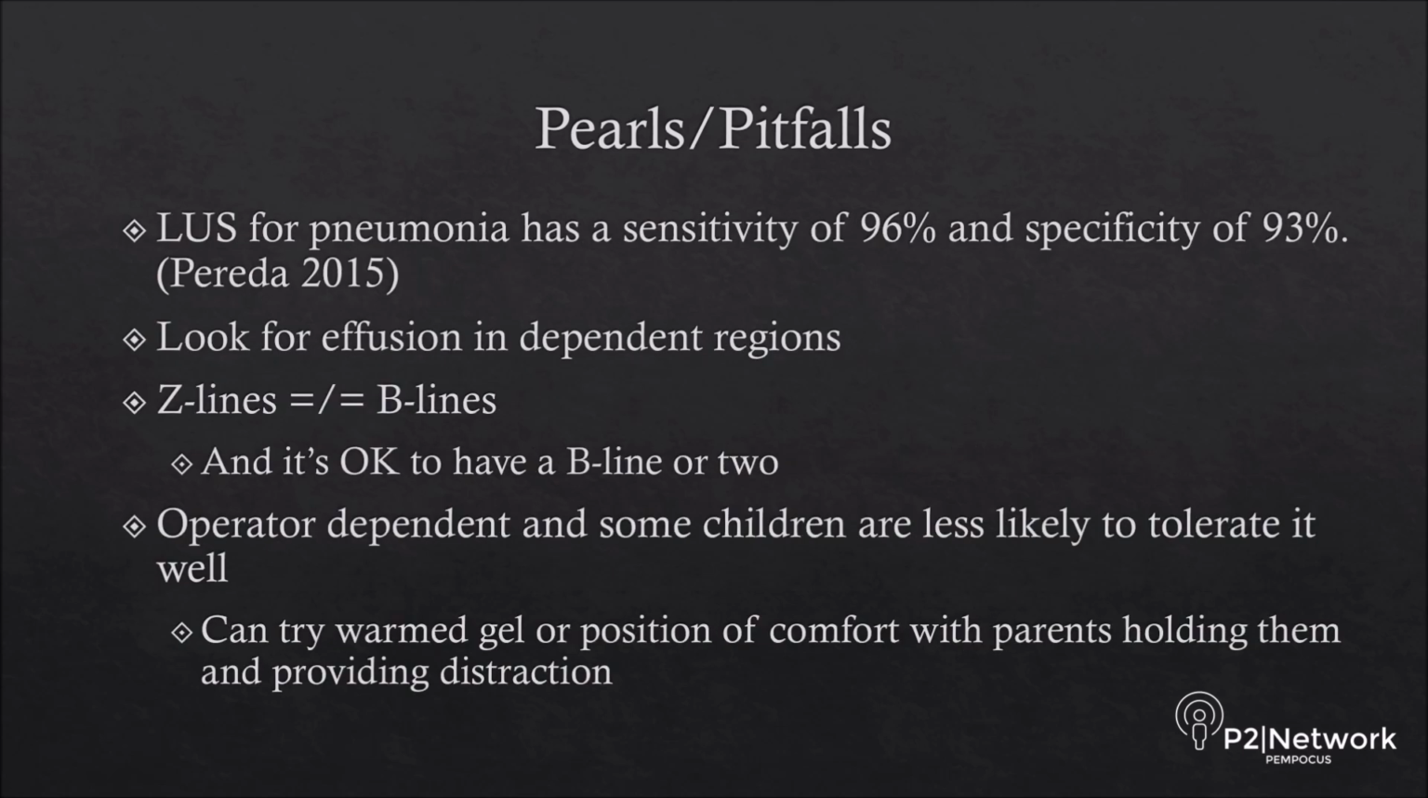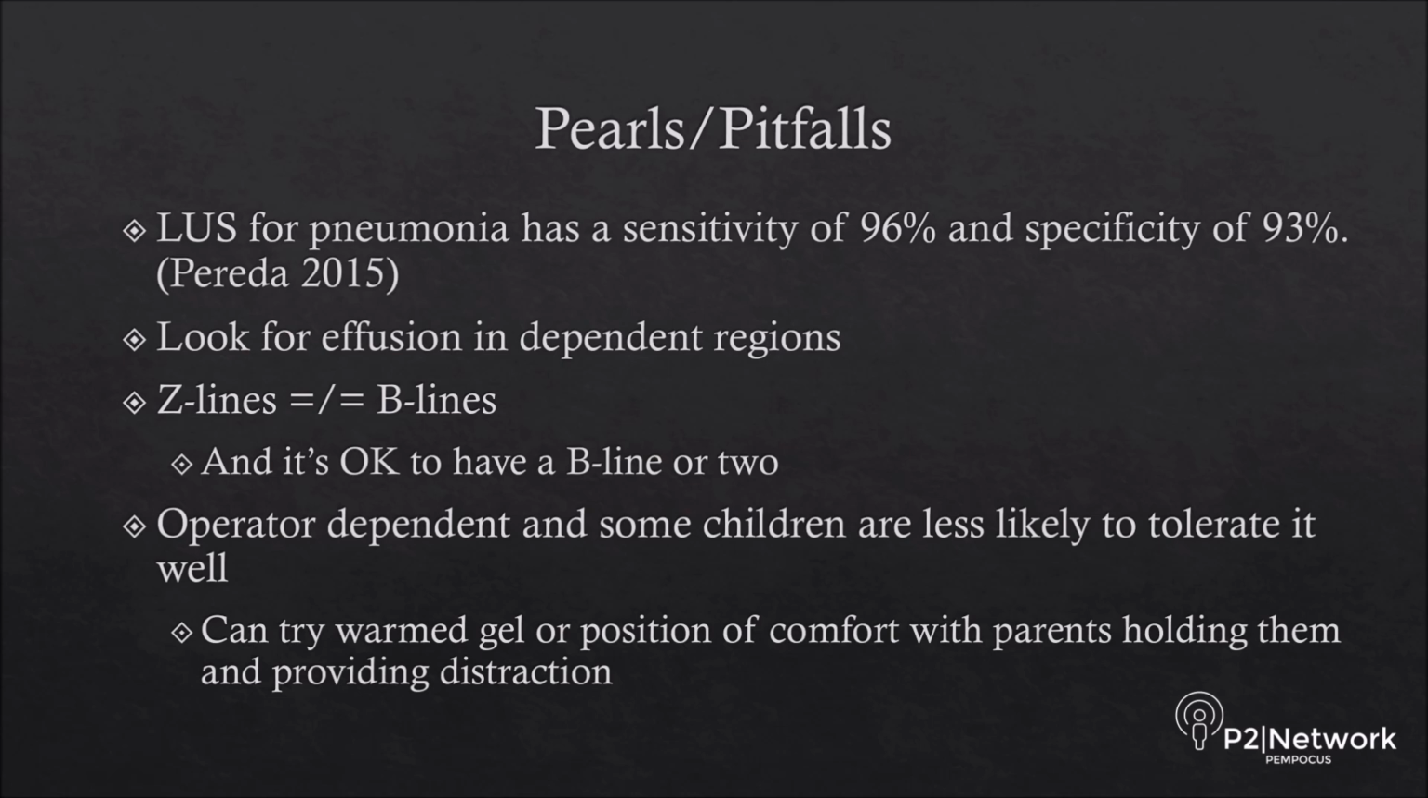For other diseases, not just COVID-19, lung ultrasound works amazing. For pneumonia, it has a sensitivity of 96% and a specificity of 93%. You can very easily look for effusions, particularly in the dependent regions like we saw before. Something to look out for, though, is that Z lines don't necessarily equal B lines. Z lines are hyperechoic lines that arise from the pleural line but don't quite make their way all the way down to the bottom.